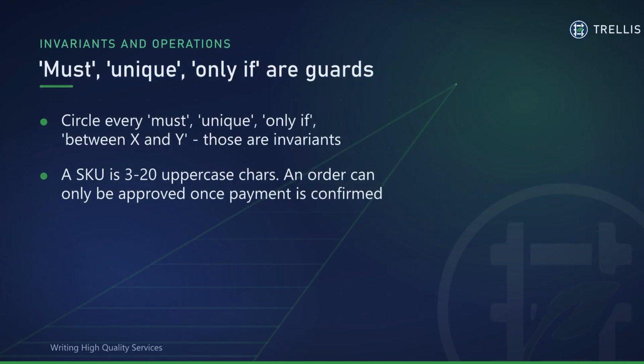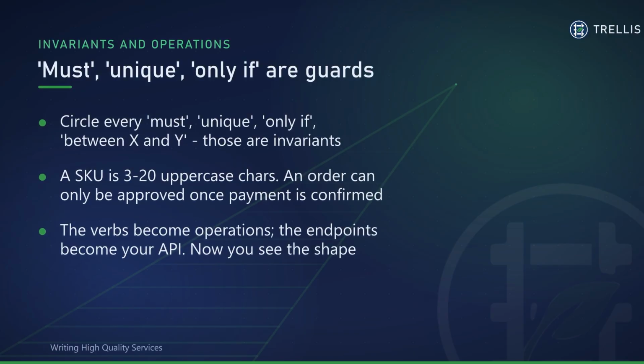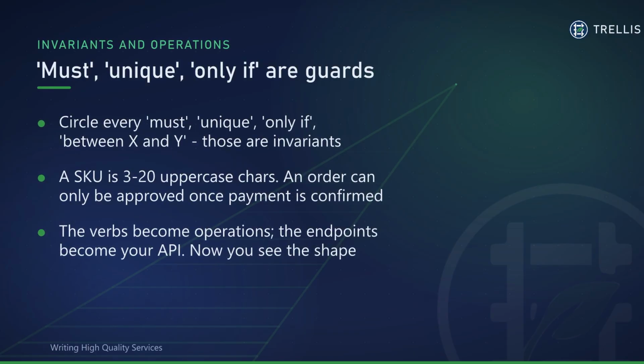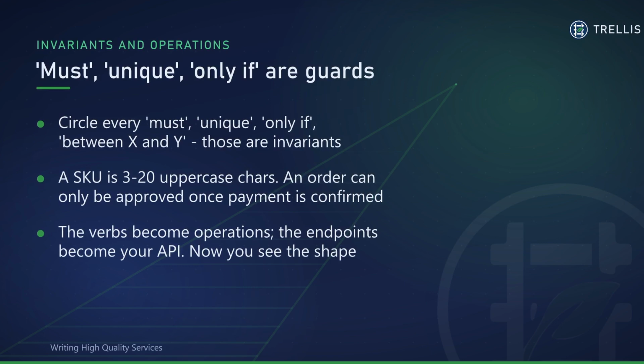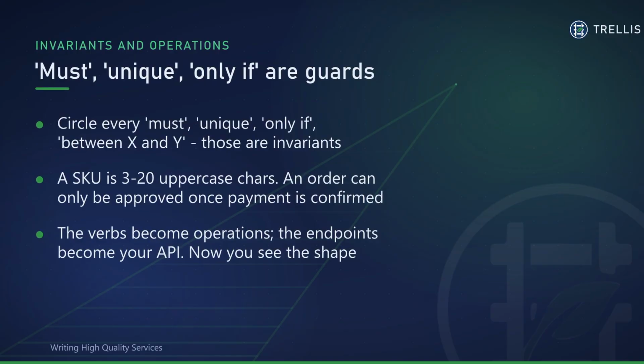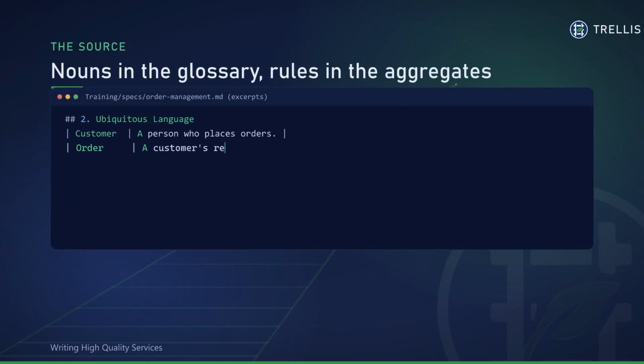Then the third pass, the verbs: create an order, add a line item, submit, approve, ship. Those become your operations, your commands and queries. And the endpoints in the spec become your API surface. You haven't written any code, but you already see the shape of the whole service: its types, its rules, its verbs. Here's the actual spec.